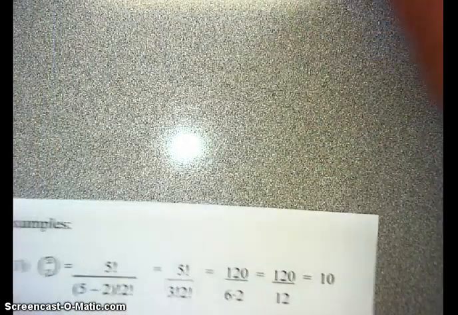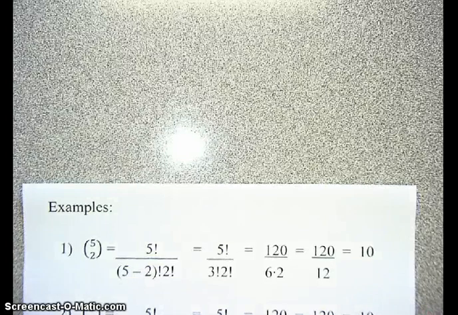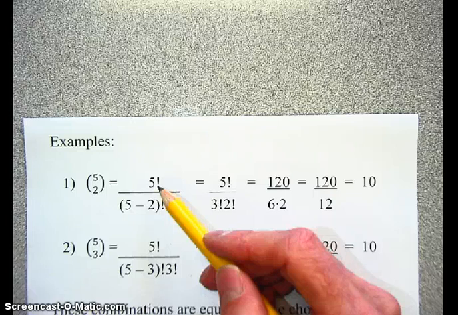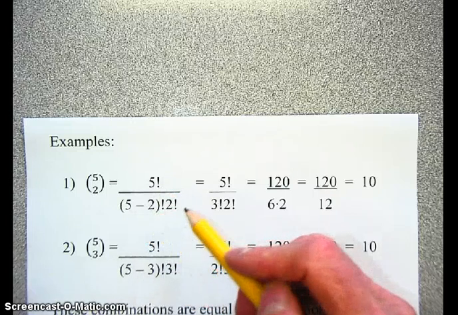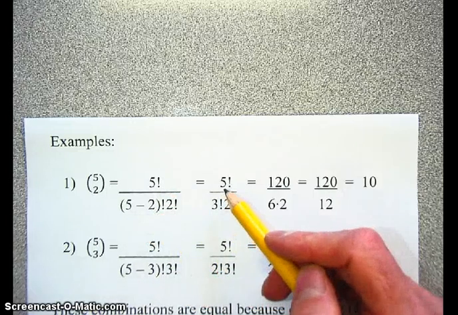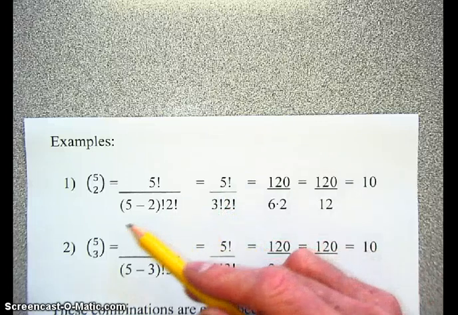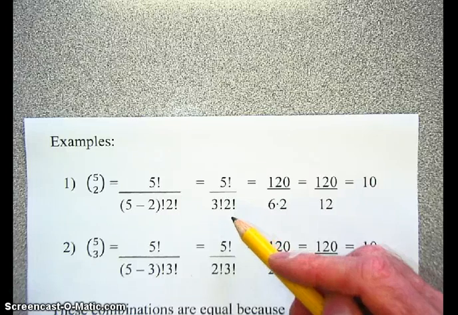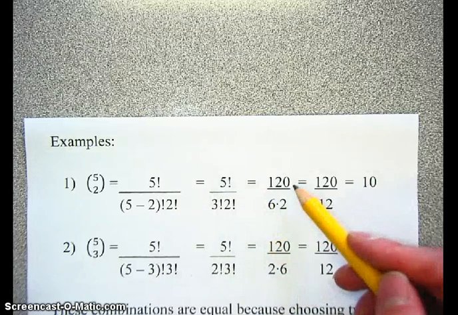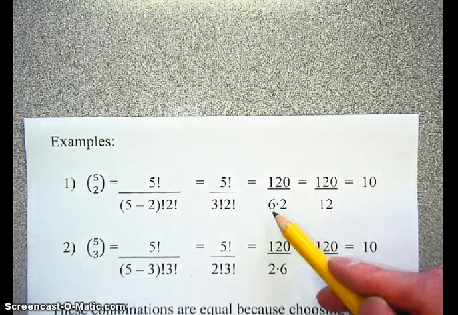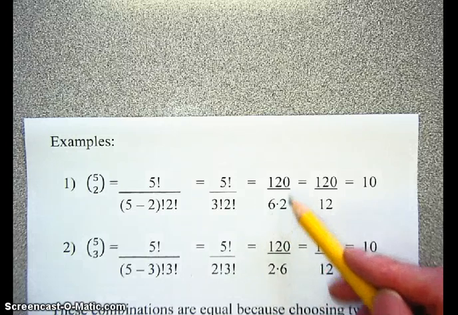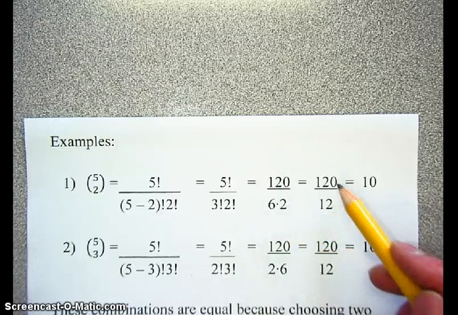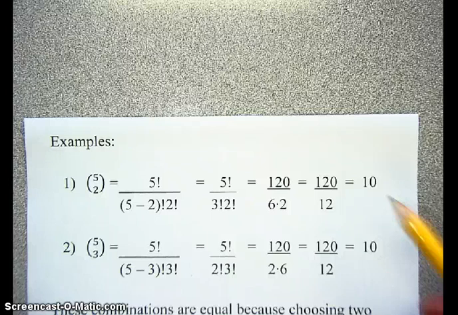Now we can apply this formula. If you take 5 choose 2, it's 5 factorial over 5 minus 2 factorial times 2 factorial. 5 factorial in the numerator. 5 minus 2 factorial is 3 factorial. So you have 3 factorial and 2 factorial in the denominator. And you can evaluate all those things. 5 factorial is 120, 3 factorial is 6, 2 factorial is 2. So you have 120 over 6 times 2. 120 over 12 is 10.